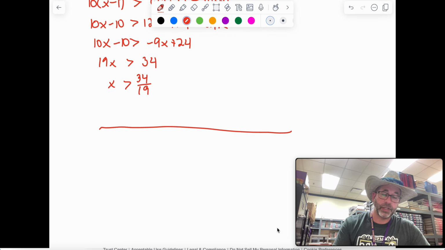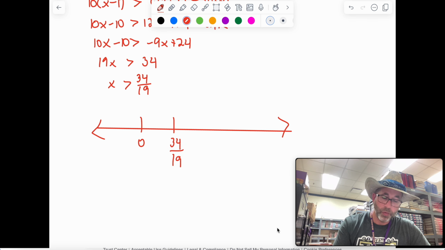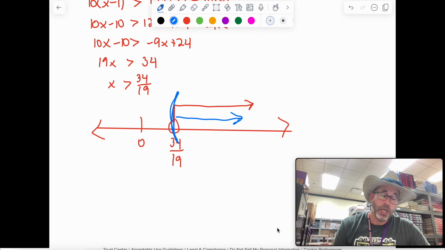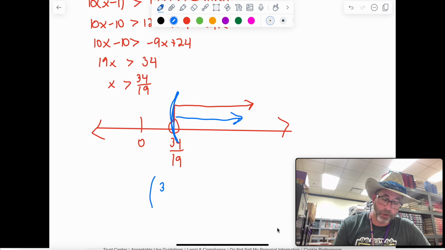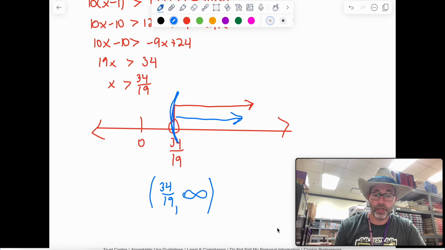If we were to graph this on a number line, we would have 0, and we would have 34 over 19. We would use an open circle, and it would go to the right. If we were to use interval notation, we would use a parenthesis instead and go to the right. Same thing. In interval notation, we would say 34 over 19, and it goes up to infinity, and we wrap around infinity with a parenthesis because this is a half open interval.